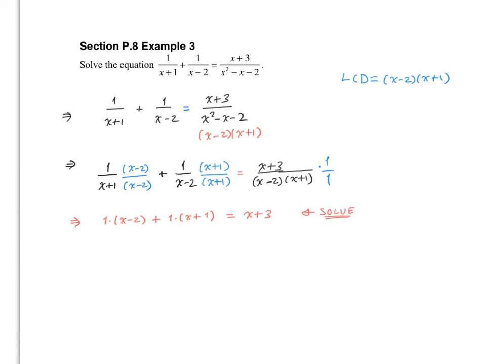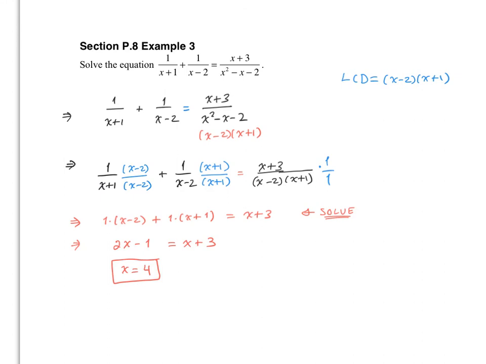Okay? And you still have the LCD here, but since the LCD is the same for both sides, then you can forget about the LCD. So you only focus on the top. And then from here you will have 2x minus 1, you simplify, equals x plus 3. And then you solve for x, this will be x equals 4. And that will be the answer.